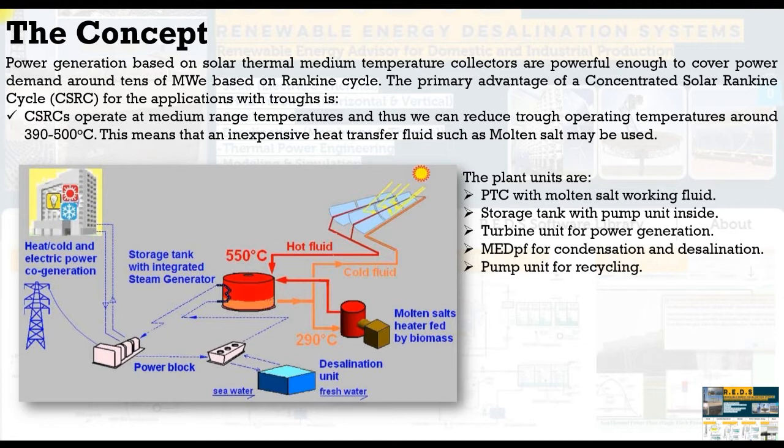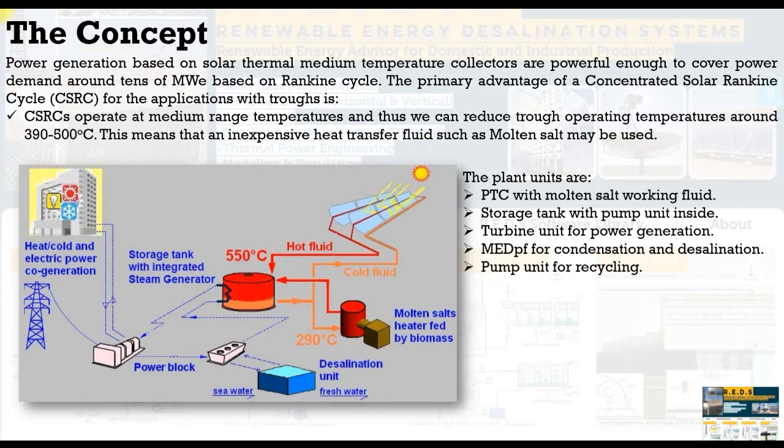For power generation based on solar medium temperature collectors, they are powerful enough to cover power demand around tens of megawatts based on the steam Rankine cycle concept. The primary advantage of concentrated solar Rankine cycle is that it can operate up to a medium range of temperatures, up to around 400-500 degrees Celsius, and by the use of inexpensive heat transfer fluids such as thermal heat transfer oil or even molten salt.